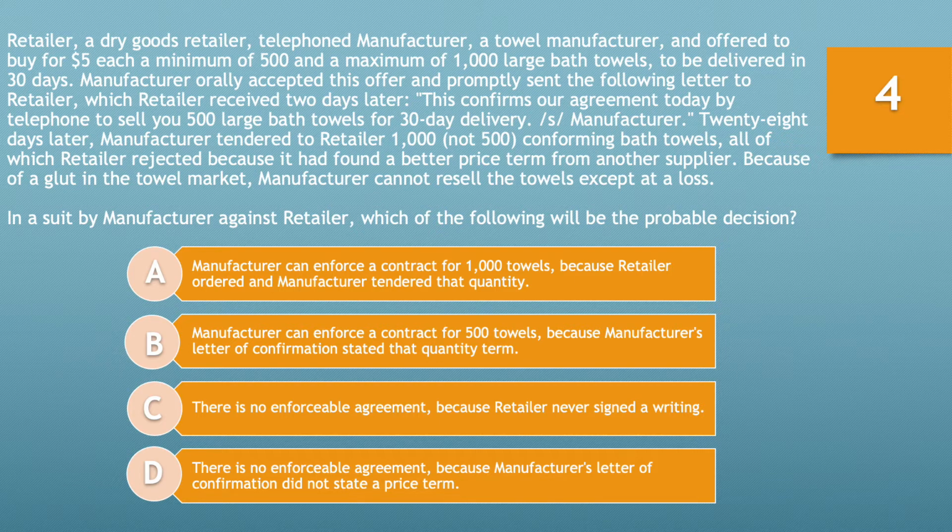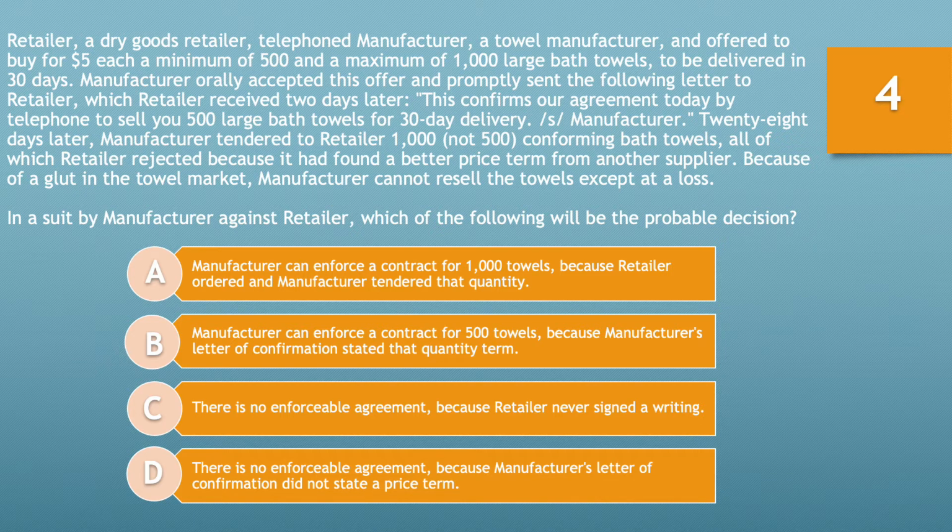28 days later, Manufacturer tendered to Retailer 1,000, not 500, conforming bath towels, all of which Retailer rejected because it had found a better price term from another supplier. Because of a glut in the towel market, Manufacturer cannot resell the towels except at a loss. In a suit by Manufacturer against Retailer, which of the following will be the probable decision?